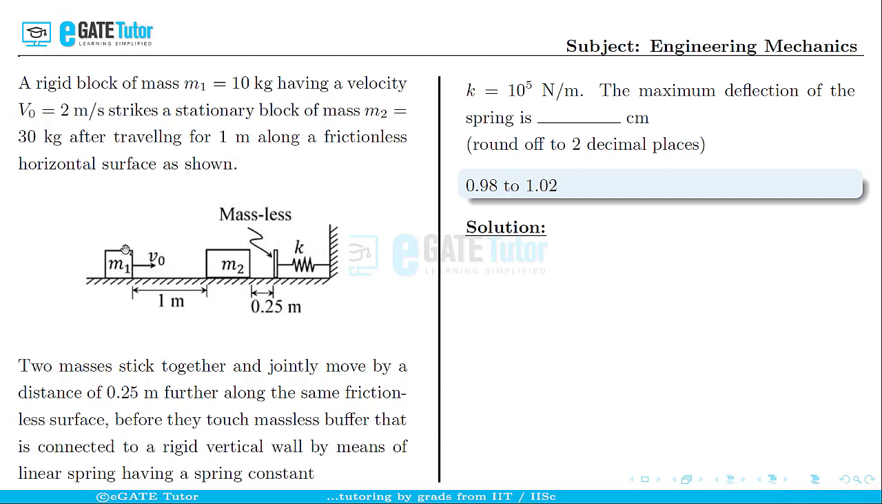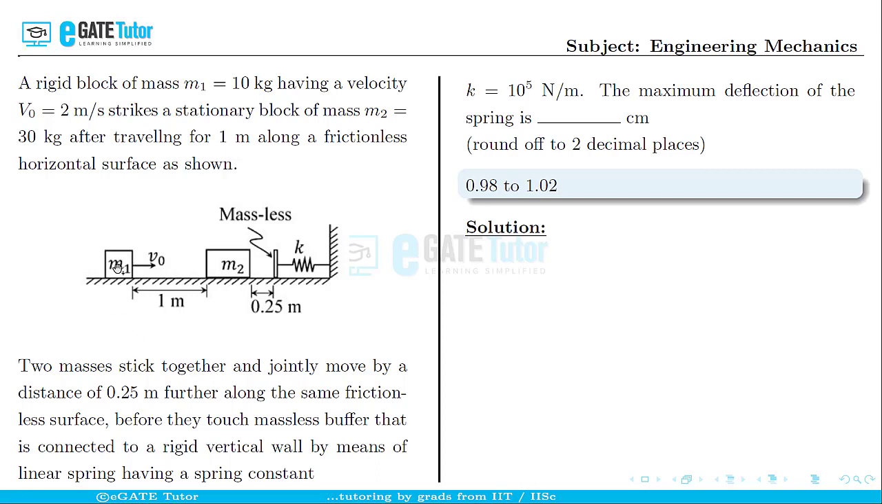So basically we have mass m1 of 10 kg with initial velocity 2 meters per second. It is moving towards mass m2 which is stationary. When mass m1 strikes mass m2, they together move with a common velocity and their mass will be added up, which is m1 plus m2. The two masses move as a single unit with velocity v, a common velocity for both masses. These two masses touch the massless buffer, which is connected to a rigid wall through a spring of constant k. So this is the configuration given. Let's move on to the solution.